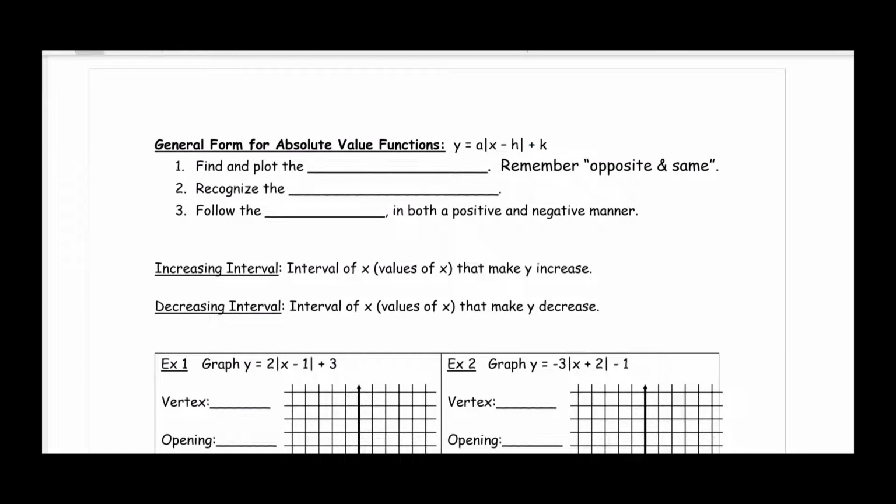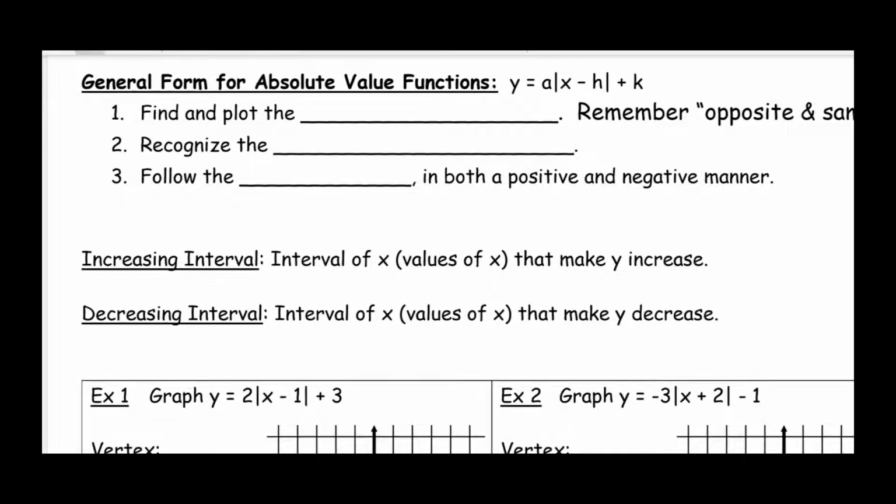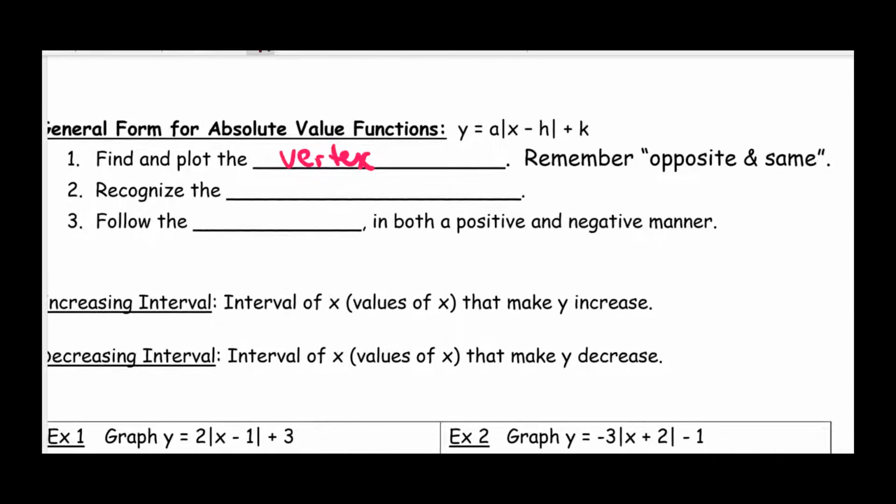So when you take a look at these, there's going to be 3 key steps. The very first key step is that you want to find and plot the vertex. That's going to be the very, very first thing. The vertex is key, and remember that is going to come from the h and k values. So those two values are going to give you the vertex. And remember, opposite and same. So opposite refers to this value right here. Whatever's in there, you have to take the opposite of the sign. And then the same is going to refer to the k value. Whatever the k value is, that'll be the same.